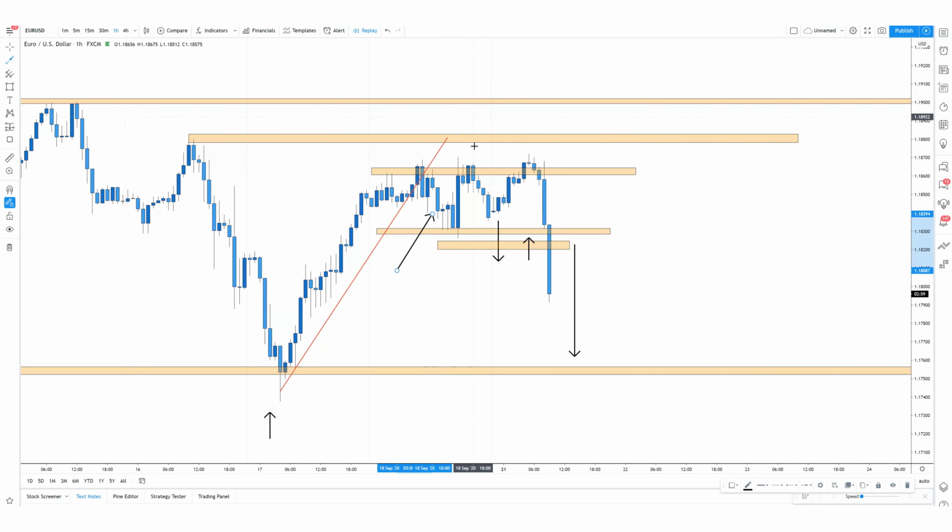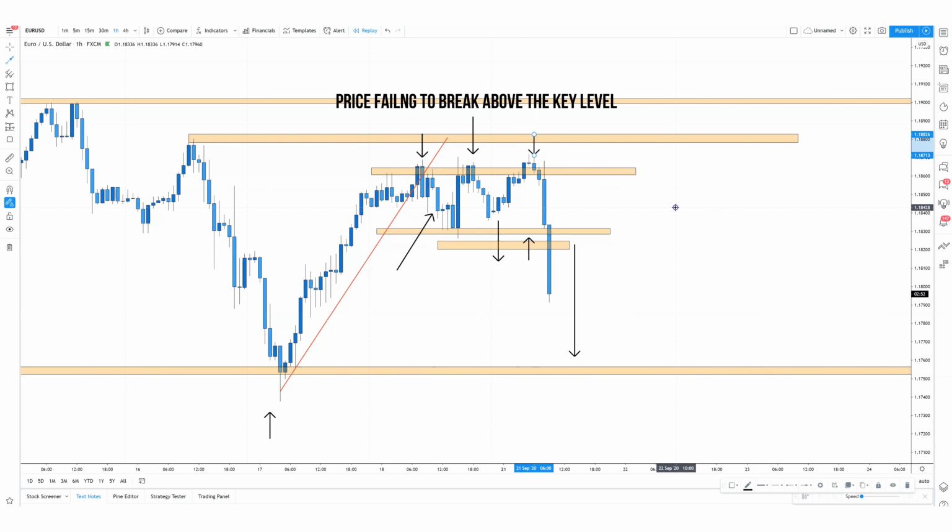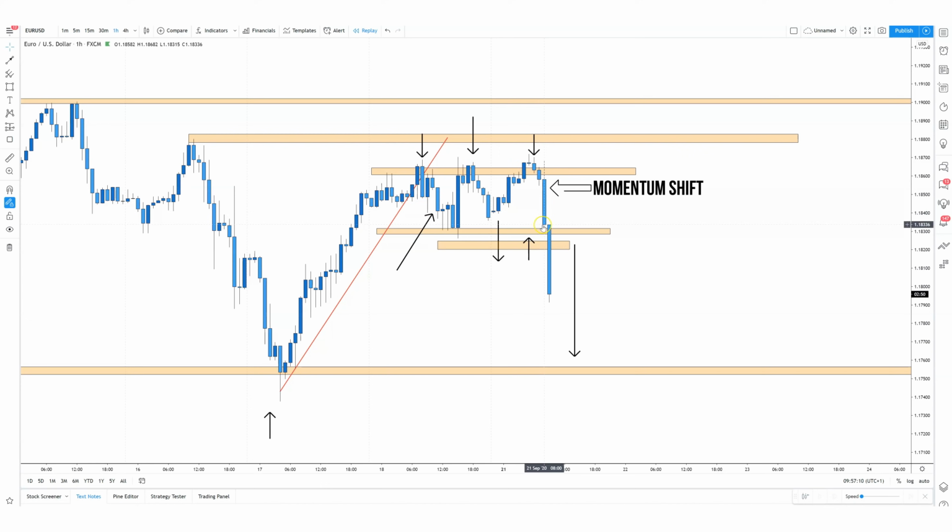What's another sign? Another sign is price failing to break above the key level that was created. What's another sign? Price again failing to break above this level. And then look, we have a momentum shift. Once you get this momentum shift, what you need to be anticipating then is what the next candle is going to do. If you had one chance, are you selling this market or are you buying this market?